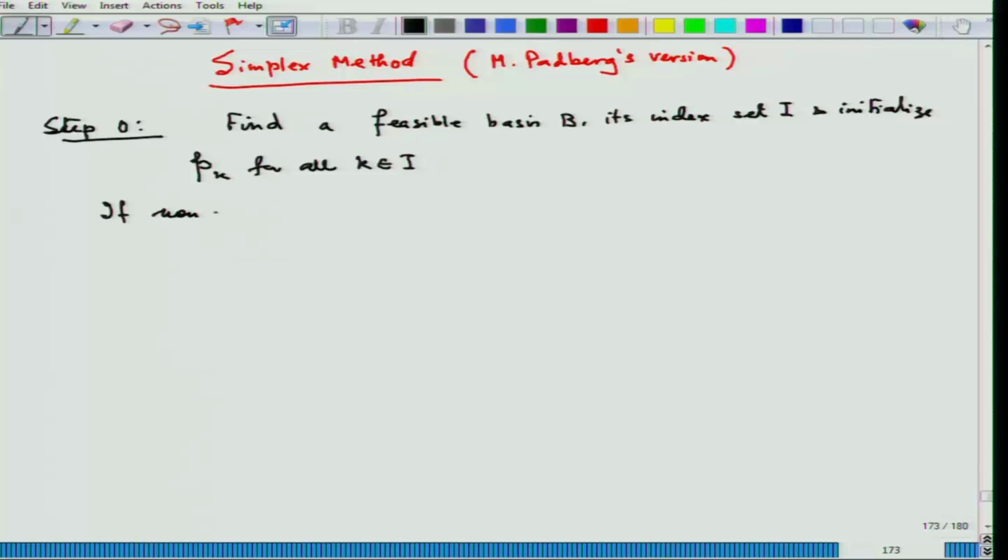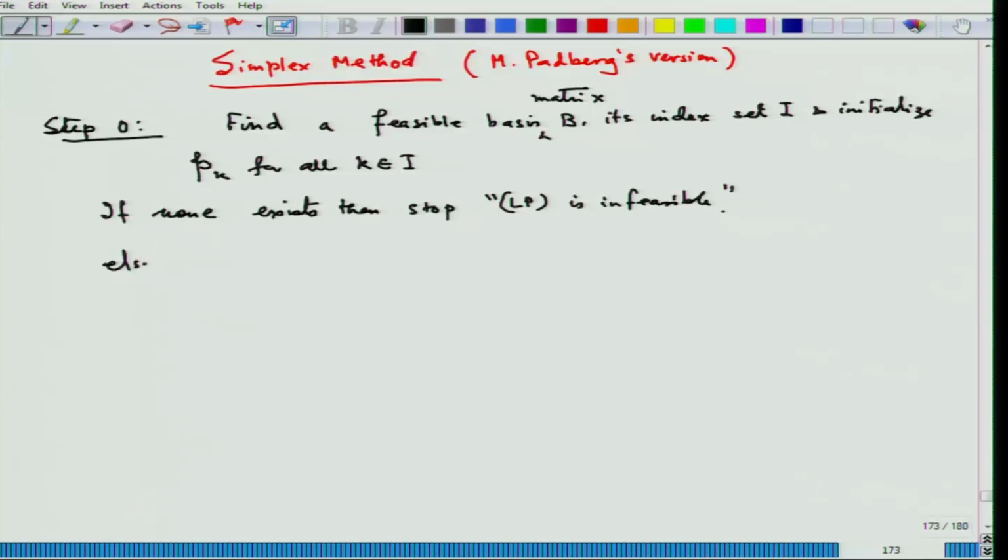If none exists and no feasible basis matrix exists, I should write feasible basis matrix if you want to be more erudite, then stop, LP is infeasible. There is no feasible basis matrix, so the problem itself is infeasible.